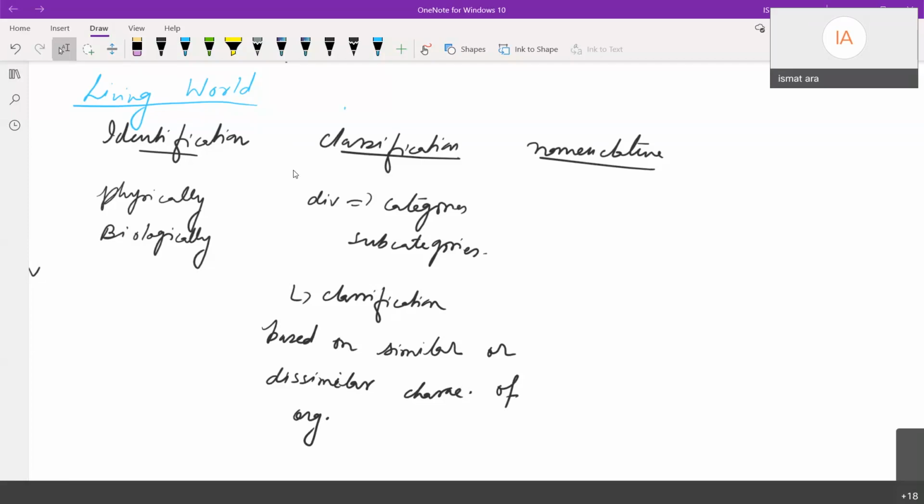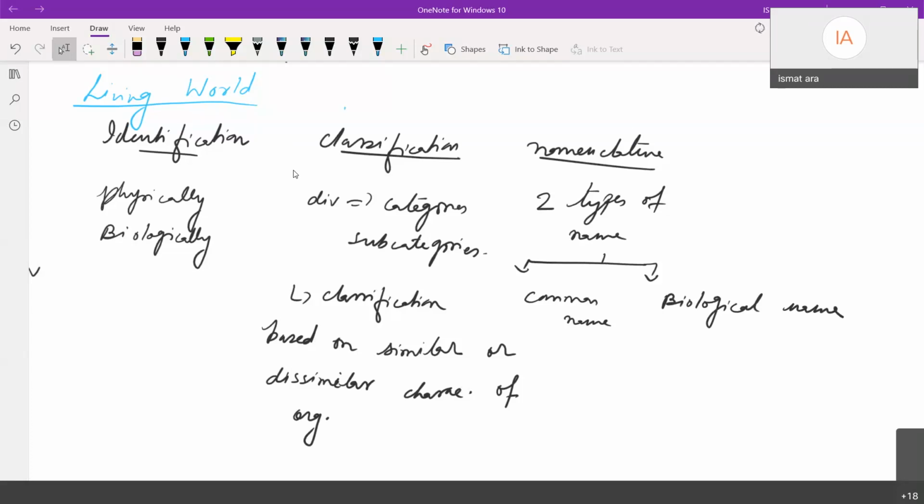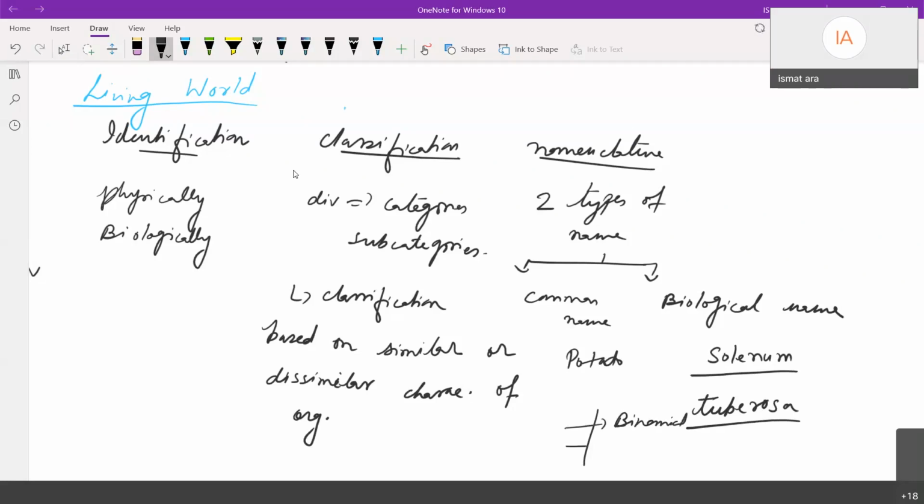And what is nomenclature, students? Suppose we are giving a name to any particular organism. That is actually nomenclature. You can give two types of names to it: one, a common name, and the other, a biological name. Common name like potato, scientific name Solanum tuberosum. In this nomenclature, we are using two techniques: one is binomial nomenclature and the other is trinomial.